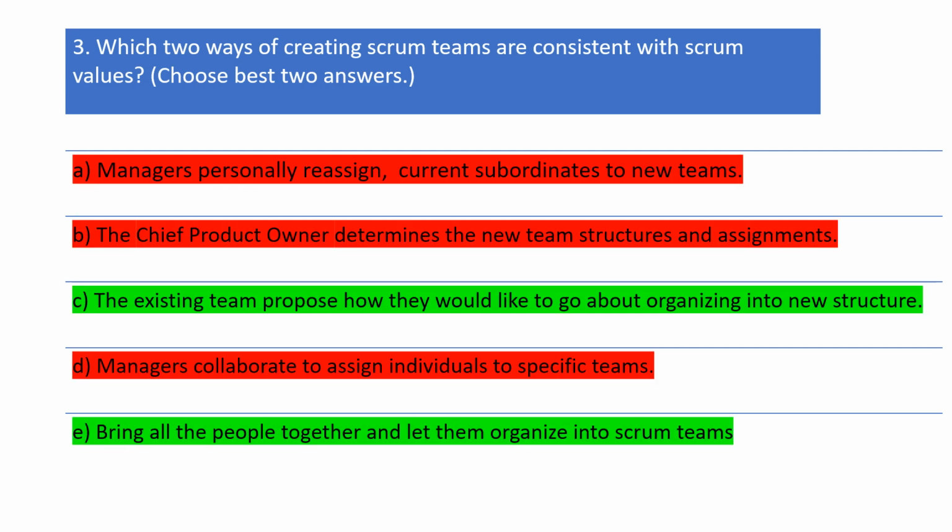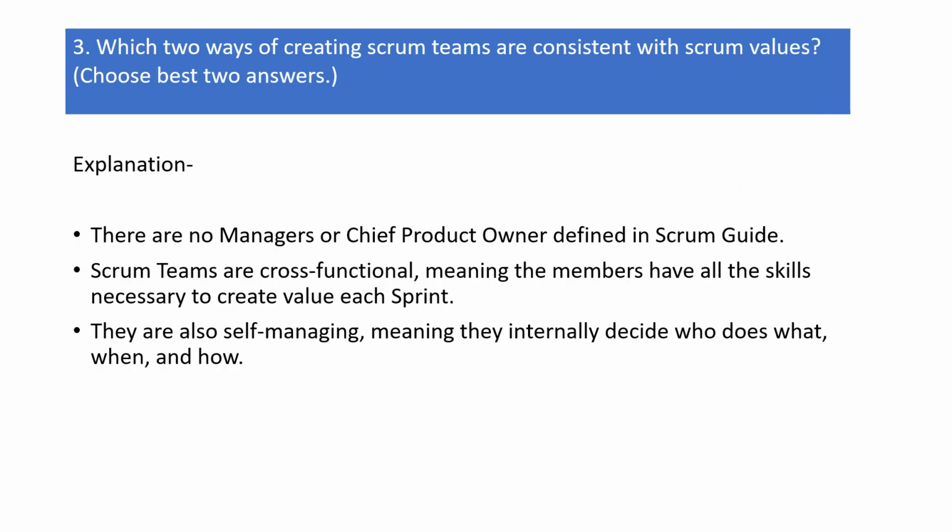You can see the right answers on the screen. It is option C and option E. Let us see why the answers are option C and option E. There are no managers or chief product owner defined in Scrum Guide. Scrum teams are cross-functional, meaning the members have all the skills necessary to create value each sprint. They are also self-managing, meaning they internally decide who does what, when, and how.